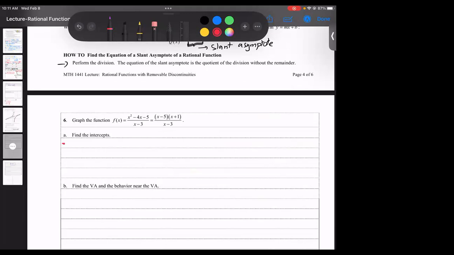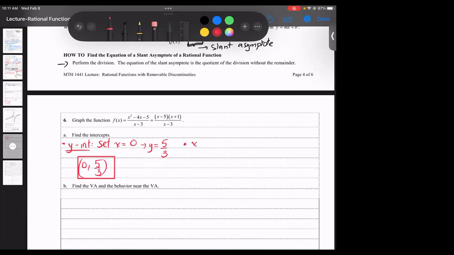Find the intercepts. I always start with the y-intercept, so it's the easier of the two. Set x equals 0. When x equals 0, y is -5 over -3, which is 5/3. So 0, 5/3.